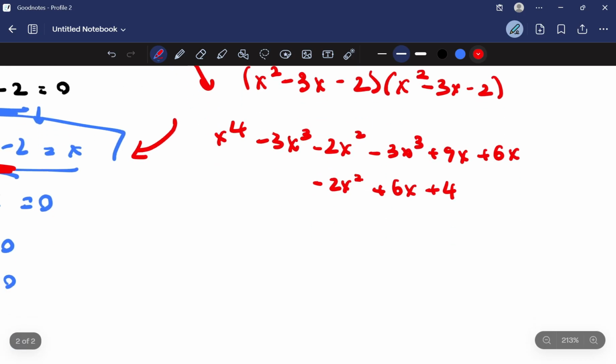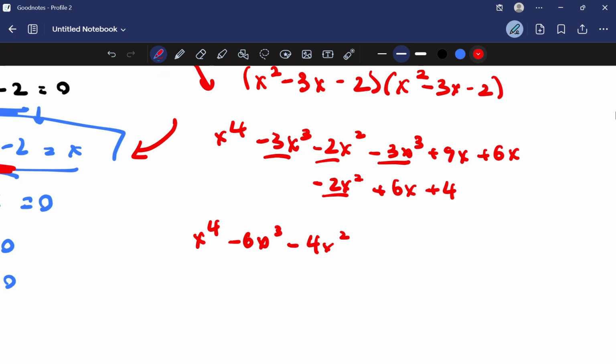And then you combine terms and then you get x fourth. This and this becomes minus 6x cubed. This and this becomes minus 4x squared. Is this right? This is also supposed to be 9x squared.